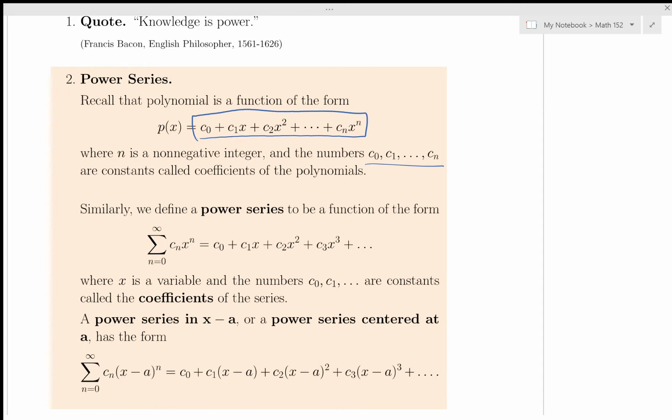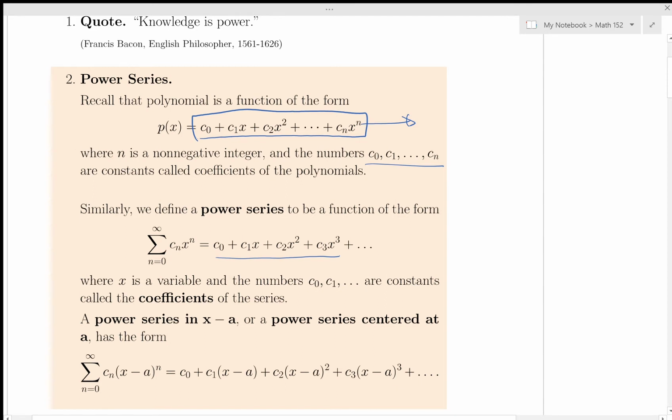So similarly, what we can do is basically just extend this out and let n go to infinity, and then we don't call this a polynomial anymore, we call it a power series, and it is a function that looks like this. It has coefficients on each term of x, and it has the powers of x to the 0, x to the 1, x to the 2, x to the 3, and it keeps going. X is a variable, and the numbers C0, C1 are constants, and they're still called the coefficients.